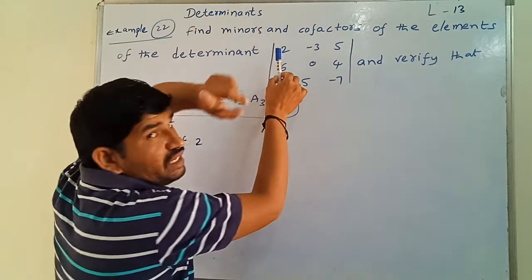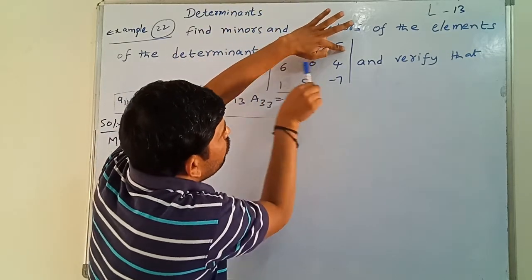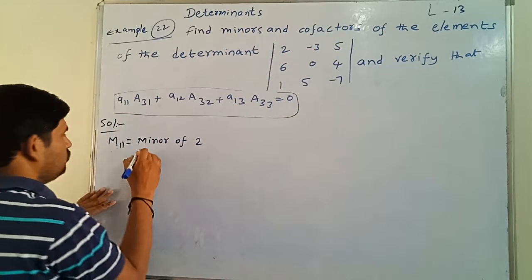2. So now you just have to close. Once again I am going to repeat here. See, close the row and column of this. It will be 0 times 5 minus 7.